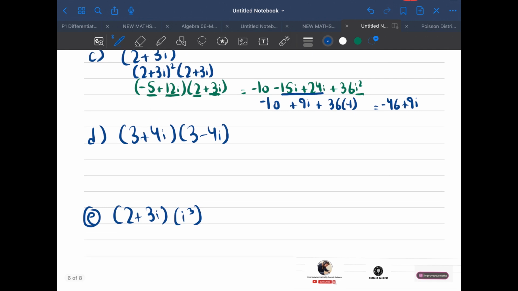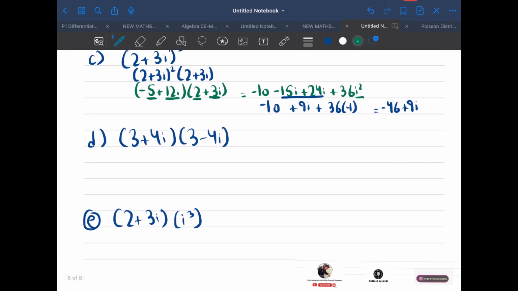Now part B. 3 plus 4 iota and 3 minus 4 iota. Guys, what's the identity? A plus B and A minus B is what? A square minus B square. So it's going to be 3 square minus 4i whole square. That's 9 minus 16i square. 9 minus 16 into minus 1. That makes 25. Do you get this? So my answer will be 25. That's it. Got this?